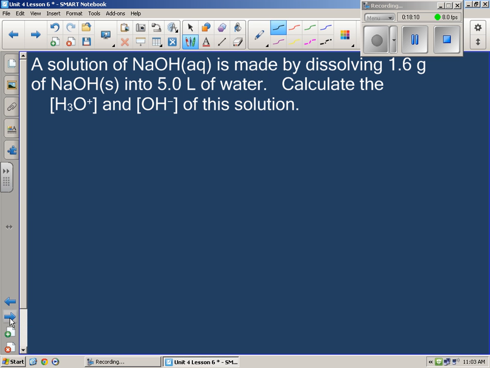Next one. Let's take a look at a base now. Let's take a look at this base. A solution of sodium hydroxide is going to be made by dissolving 1.6 grams of sodium hydroxide into 5 liters of water. Calculate the H3O plus and hydroxide ion concentrations of this solution.